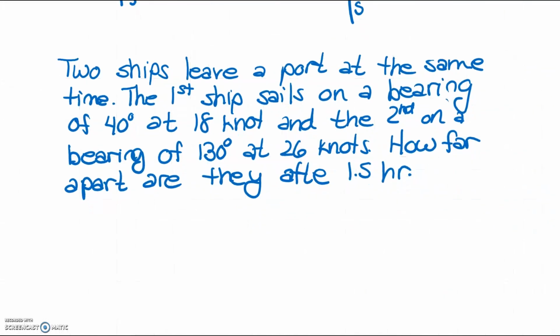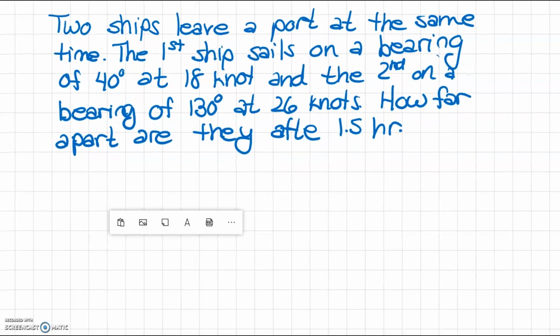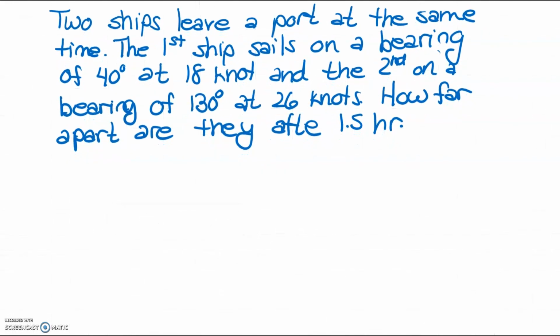So let's take a look at one of the problems that you might see on your test. So we're going to set it up. We may not necessarily plug it in our calculator, but we'll solve it all the way down to what we would plug in our calculator. It says two ships leave a port at the same time. So I'm going to draw my little port here, and I'm going to draw my north, south, east, and west directions. It says the first ship sails on a bearing of 40 degrees.